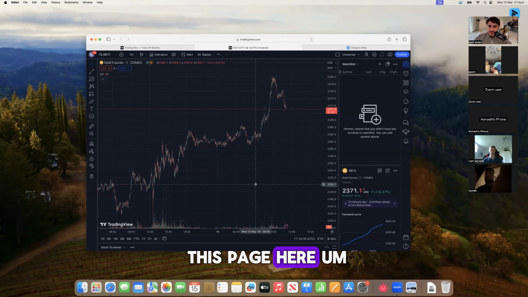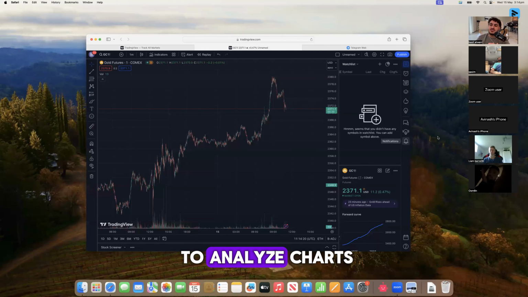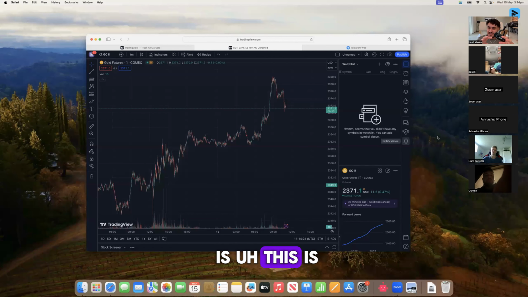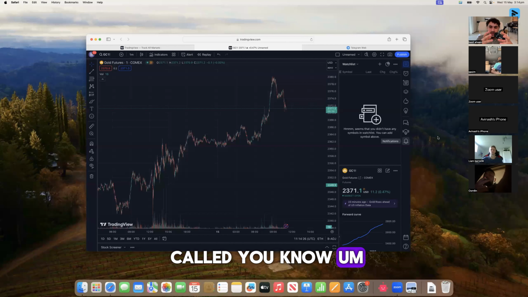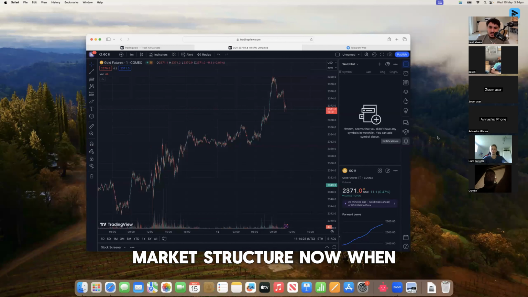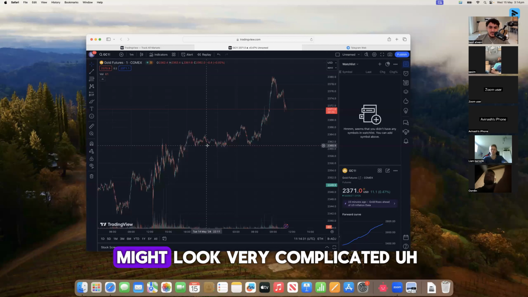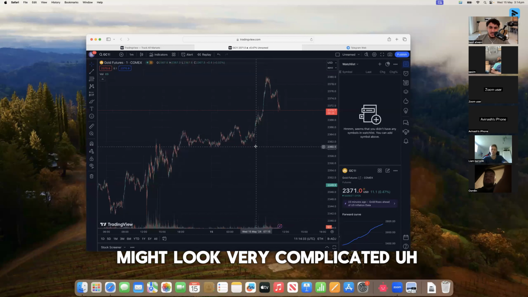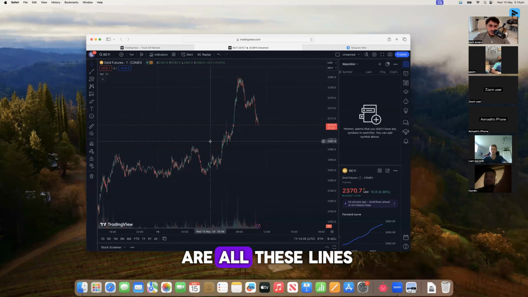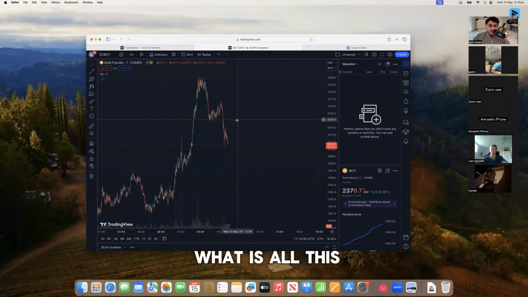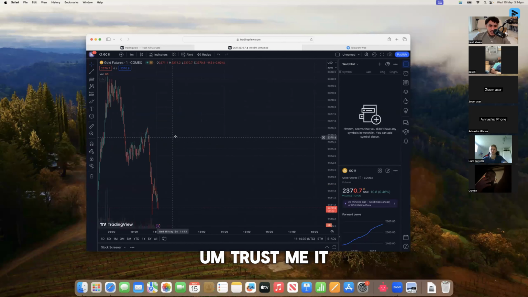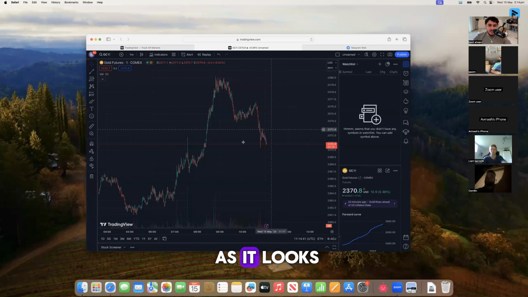Now, once you've reached this page here, this is the main page you're going to be using to analyze charts for the rest of your life, right? So this is called market structure. Now, when you look at this page, it might look very complicated. What is all this? What are all these lines? What does all this mean, right? Trust me, it is not as complicated as it looks.